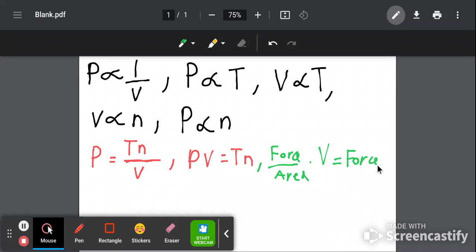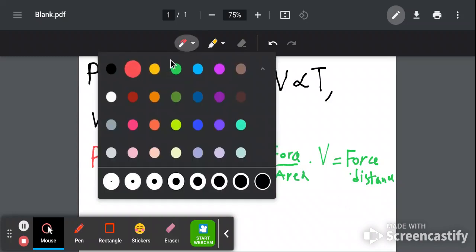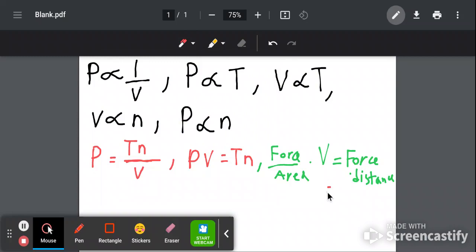So force times distance. But what do we physics lovers know about force times distance? Force times distance is in fact work. So work done is in fact the force exerted times the distance that it has traveled. And in fact, this is precisely equal to work, which is denoted by W. And if you know physics, work is in joules. Joules. Now we know that the left-hand side should equal joules.